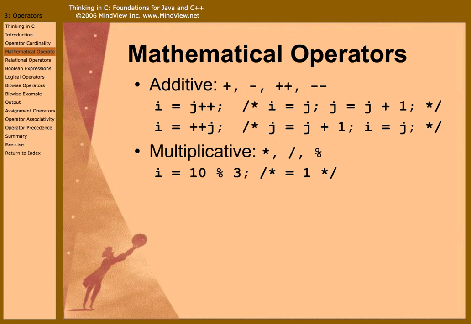Multiplicative operators, there's the usual multiply and divide, but in addition, there's the modulus operator. If you know Pascal, then you've probably used the actual mod operator, MOD. Well, this is equivalent to that. So the percent sign, when used as a binary operator with 2 integers, gives you the remainder of dividing the first one by the second.